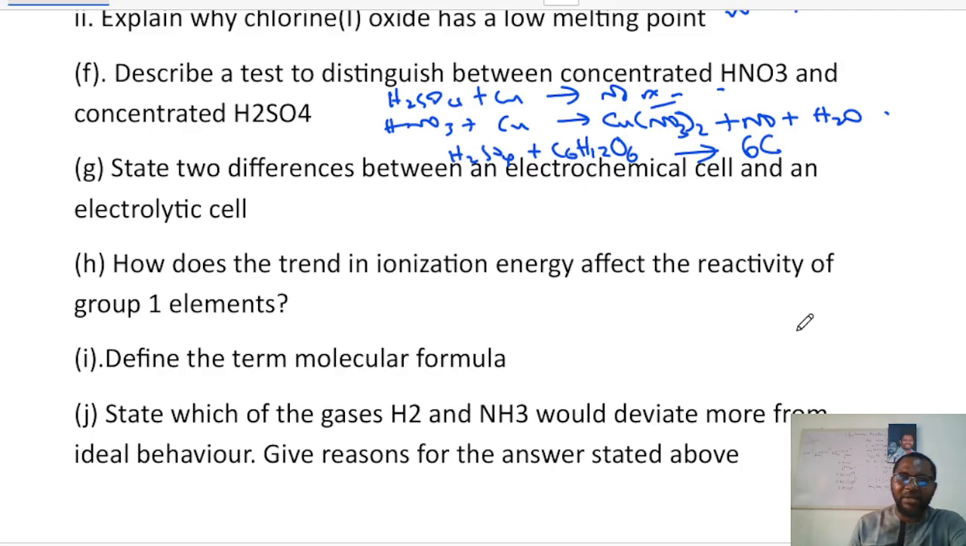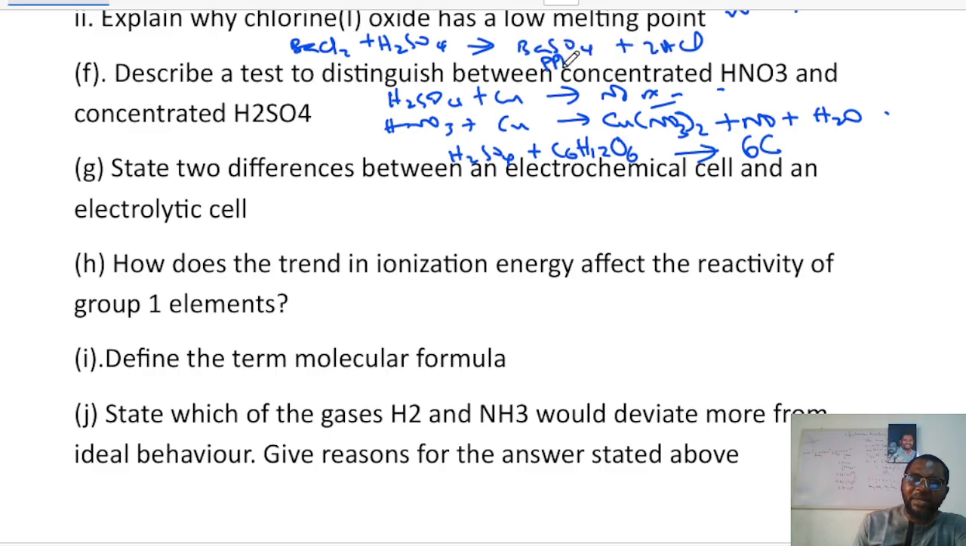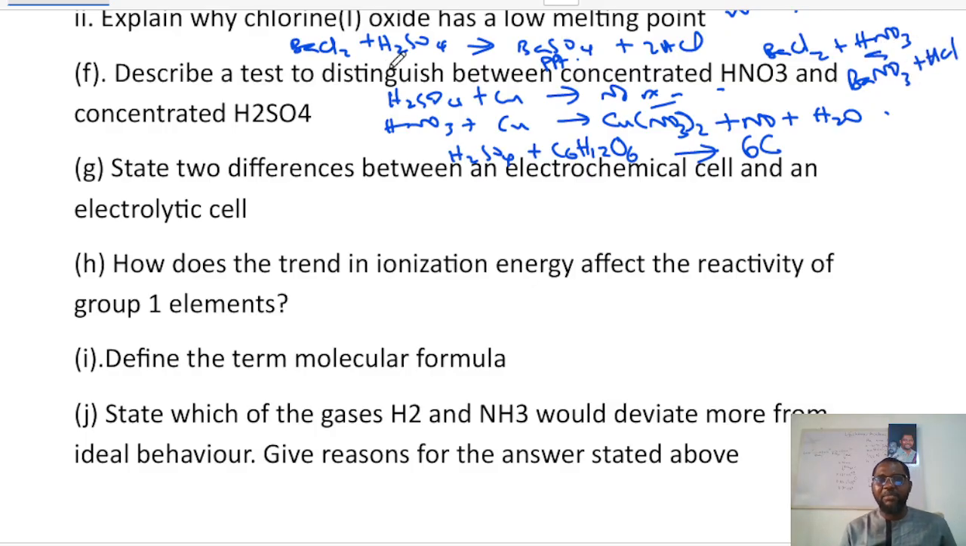Now another thing that can differentiate them is barium chloride. Barium chloride is a precipitating agent. When barium chloride reacts with H2SO4, you are going to have barium sulfate, BaSO4, plus HCl. This BaSO4 is a precipitate. Barium sulfate is not soluble. But that's not possible with HNO3, because even if it reacts, you are going to get barium nitrate, which is still soluble. So you can't precipitate with HNO3, but you can precipitate with H2SO4. So these are three different ways you can use to differentiate them in the laboratory. I hope that makes sense.